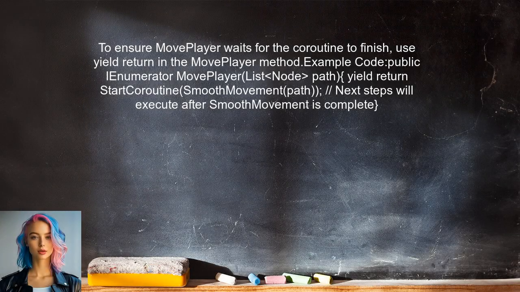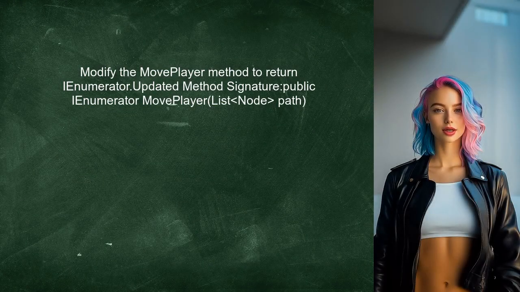To ensure that the function move player waits for the coroutine to finish, the user can use the yield return statement in the move player method. This will allow the function to pause until the coroutine completes. Next, the user should modify the move player method to return an IEnumerator instead of void. This change allows the method to be used with the yield return statement.